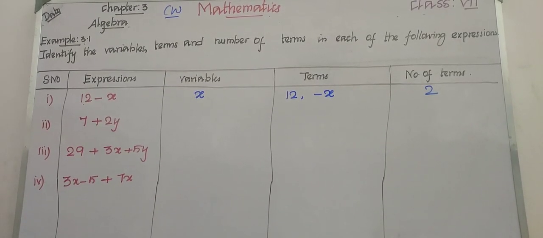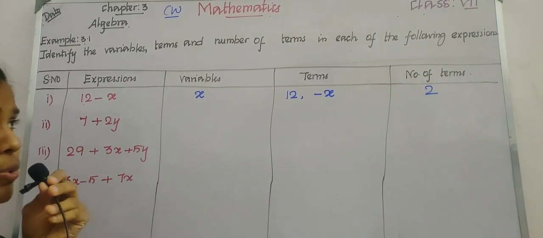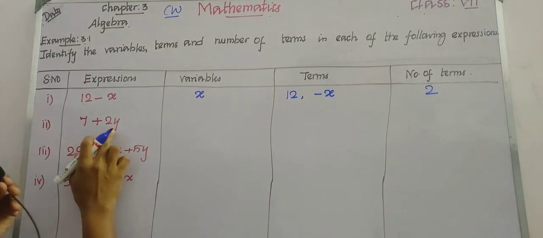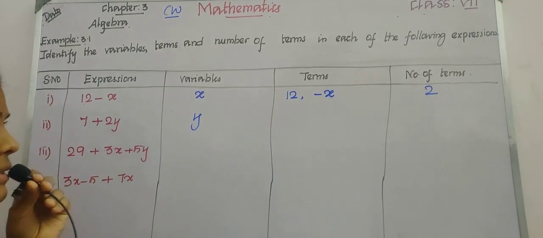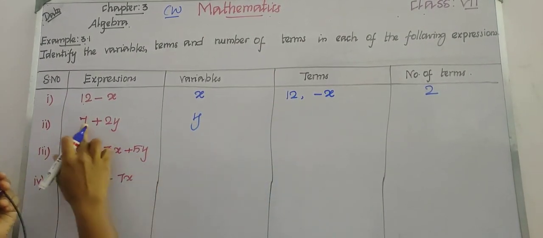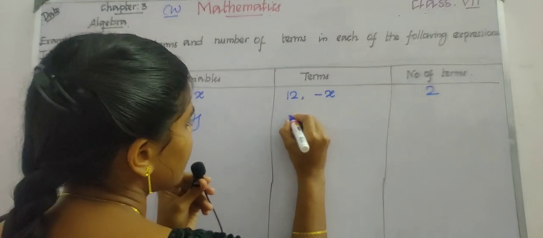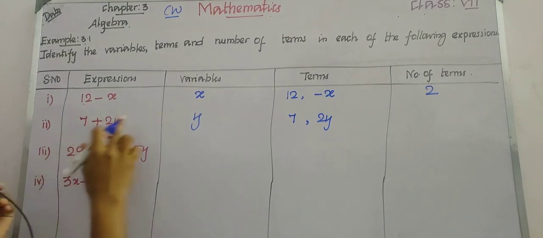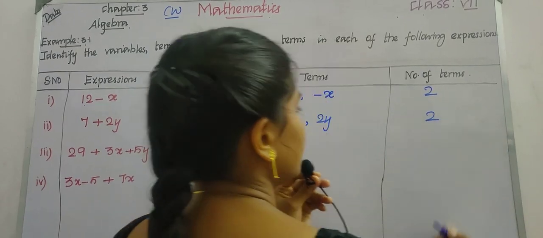Let us do the second one: 7 plus 2y. What are the variables here? Only y is the variable given here, so write the variable as y. And the terms? 7 is a term and 2y is a term. So write 7, 2y. How many terms? 2 terms, so write 2 as the number of terms.